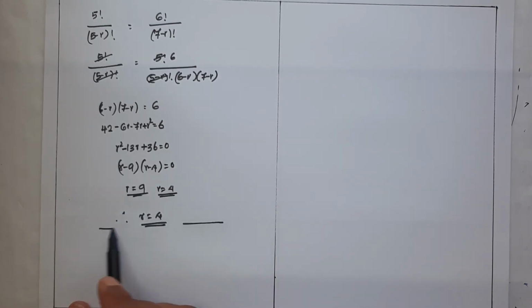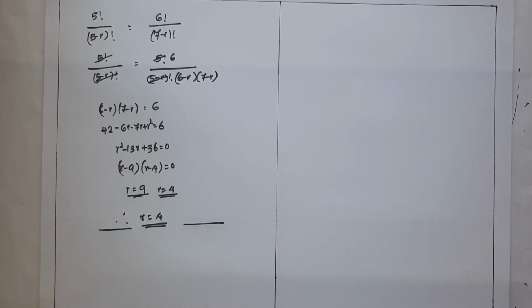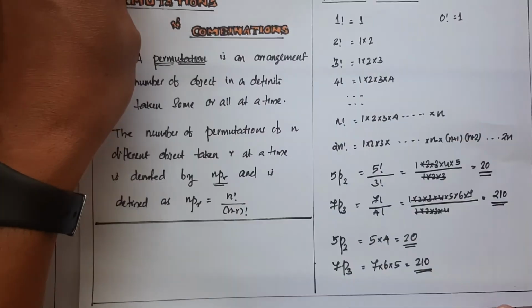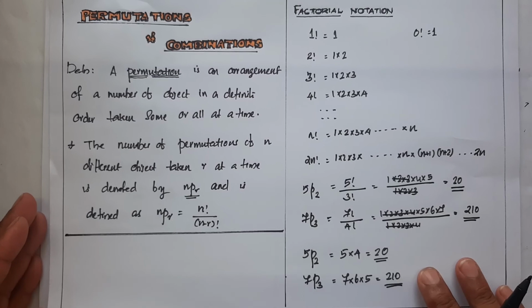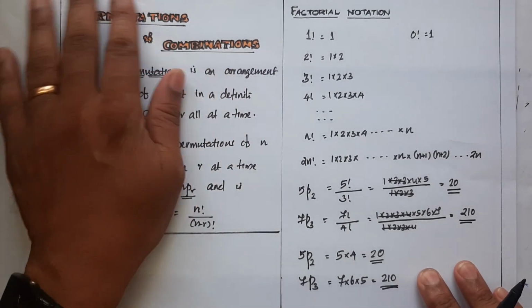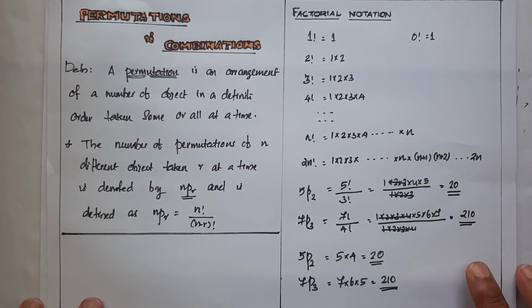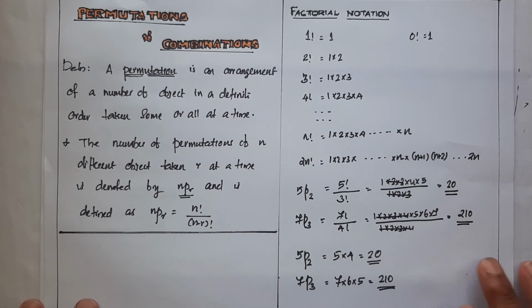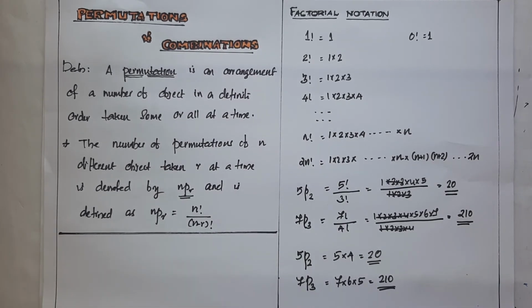That's all. These are some basic ideas regarding problems based on finding NPR. Okay, now we define what is permutation. A permutation is an arrangement of n objects in a definite order, taking some or all at a time.